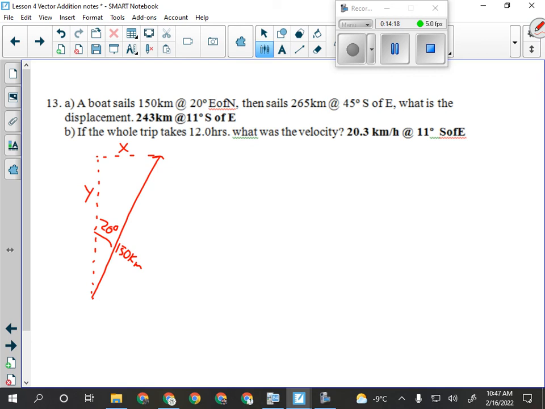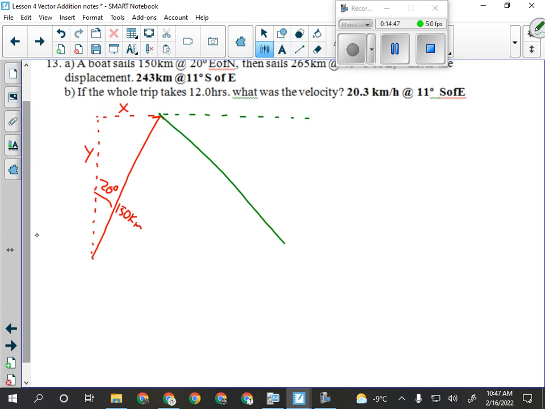And here I am, writing on the board. Okay, so next vector. We've got 265 kilometers at 45 degrees south of east. So my reference line is east. So I draw my reference line east. I'm going to go 45 degrees. Okay, that's about 45. Well, that's not where that was supposed to go. Okay, 265 needs to be longer than that.